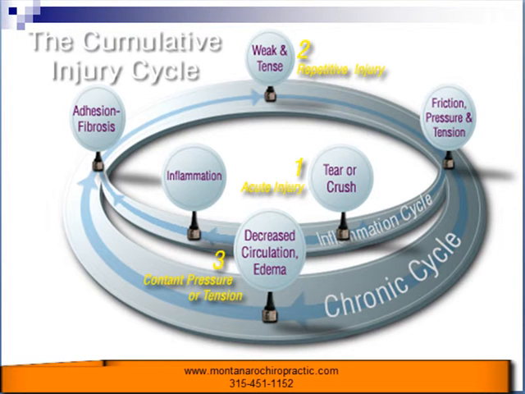Now here is a diagram for the cumulative injury cycle. Let's start off at number 1 with a tear or a crush injury. What will happen first is you'll create inflammation. It'll lead to adhesions and fibrosis as the healing process is taking place, which ultimately is creating weak, tense tissues. As that continues, you'll get more friction, pressure, and tension, and then the chronic cycle is going to begin, and you're going to get decreased circulation and edema from the scar tissue that's built up. It's just going to keep going around and around in a cumulative cycle and chronically become worse and worse.